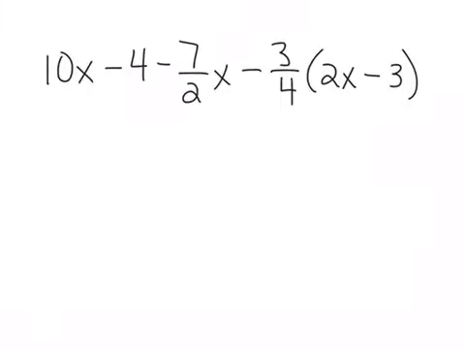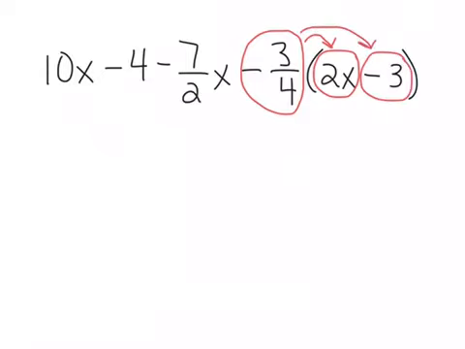I'm going to start this problem by multiplying negative 3/4 times 2x. This is doing the distributive property: negative 3/4 times 2x, and negative 3/4 times negative 3. So I'm going to rewrite the problem down below. We have negative 3/4 times 2x. Now I'm going to put that over 1.